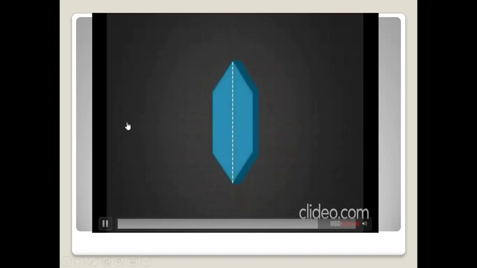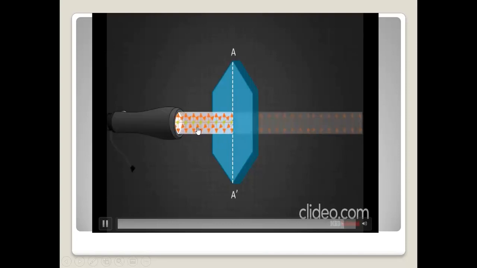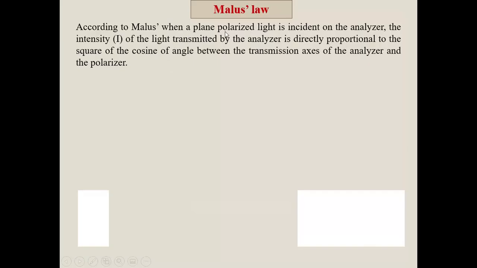So when this unpolarized light is fed on the polarizer, say something like this, it becomes polarized. According to Malus Law, when plane polarized light is incident on the analyzer, the intensity of the light transmitted by the analyzer is directly proportional to the square of the cosine of the angle between the transmission axis of the analyzer and the polarizer.